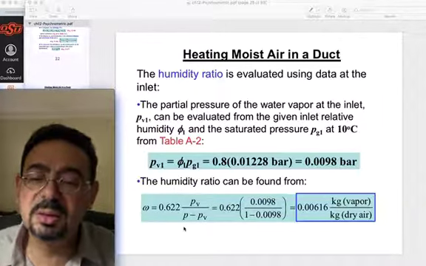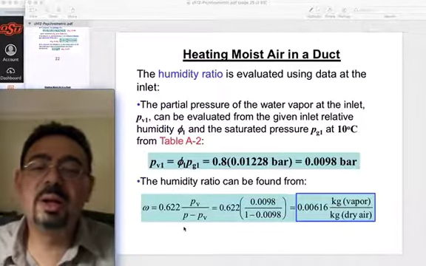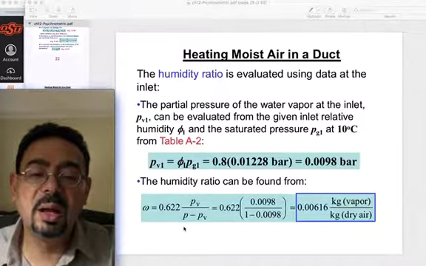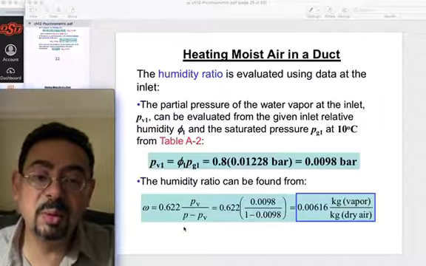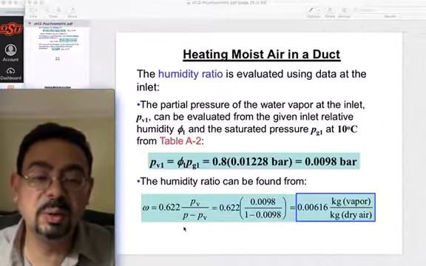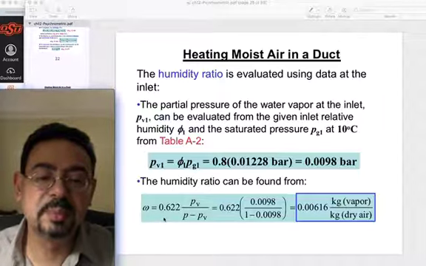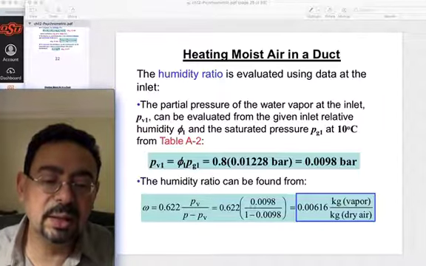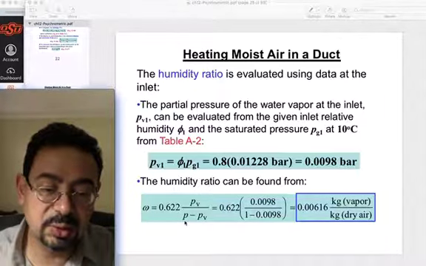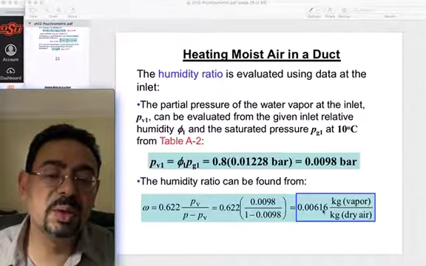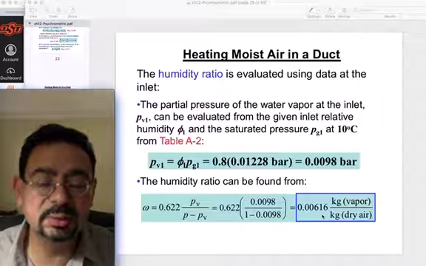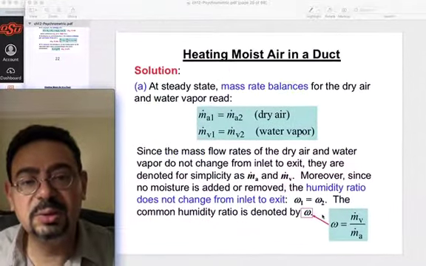The 0.622 is a constant. Remember the mixture molecular weight, the dry air molecular weight, and the water vapor molecular weight, and we divided them. Anyway, we got this, and the pressure given is 1 bar. Here is omega 1, which is omega 2. Done with the first part.